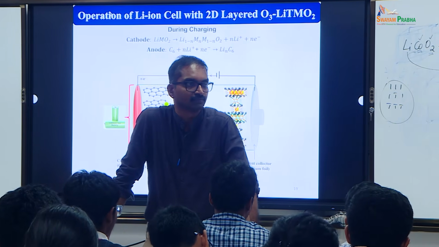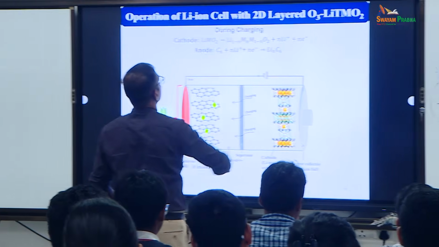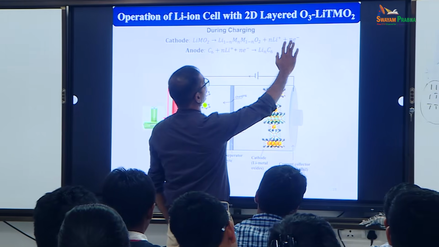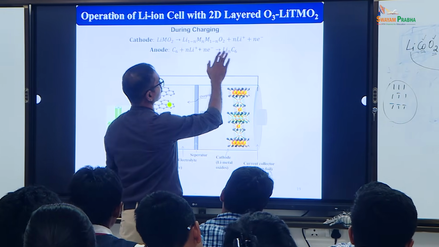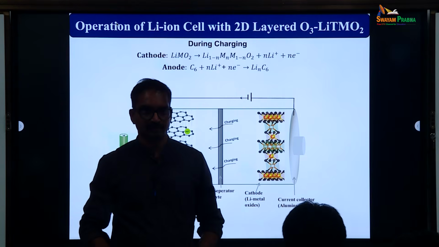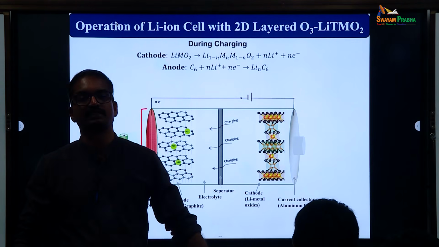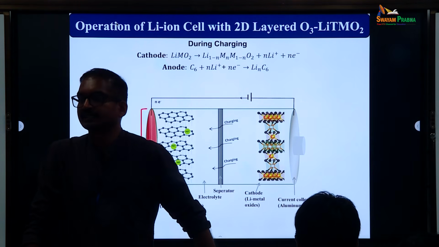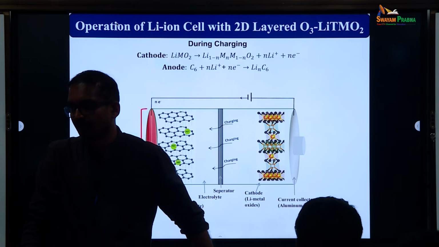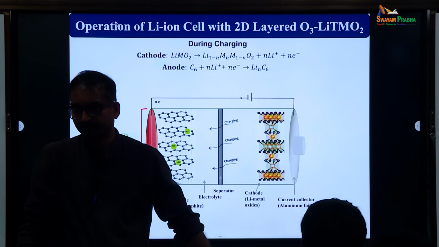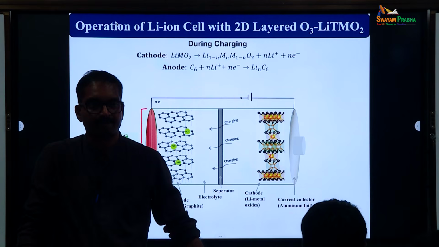Correct? So now you see, we have taken this lithium and electron out and we deposit them into the graphite and we get a lithiated graphite. You can lithiate up to 1 lithium for 6 carbon. So LiC6 you can make comfortably. LiC6. Okay? Clear? Any question?